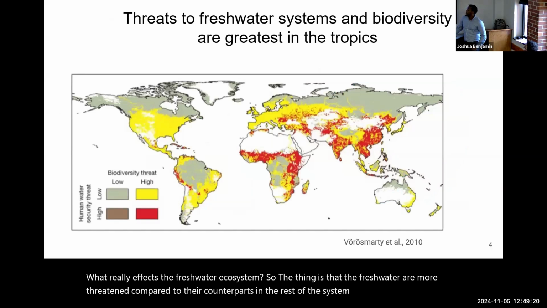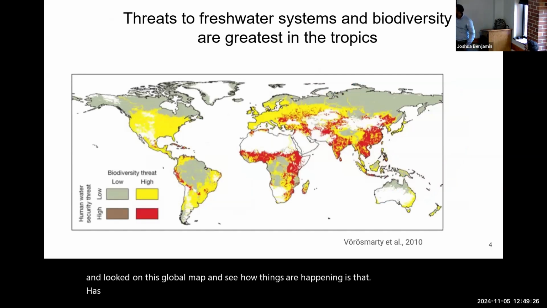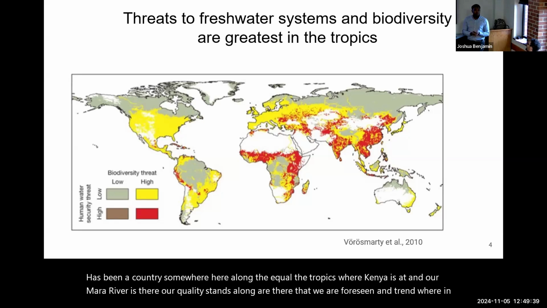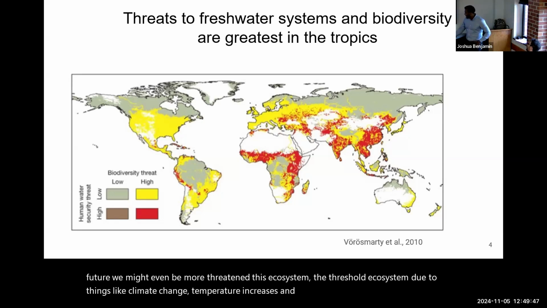If we go further and look at this global map and see how things are happening, there is a country somewhere here along the equator, in the tropics, where Kenya is, and our Mara River and aquatic systems are there. We foresee a trend where in future this freshwater ecosystem might be even more threatened, due to things like climate change, temperature increases, and things like that.